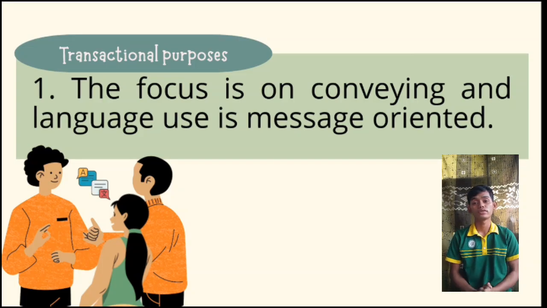Now I am going to discuss transactional purposes. Transactional language is all about getting a message across clearly and effectively. Think of it as the language you use when the main goal is to exchange information. Here's the breakdown. Focus on conveying information. The most important thing is that the listener understands the message. Message-oriented. The way you speak or write is shaped by the message you're trying to send.